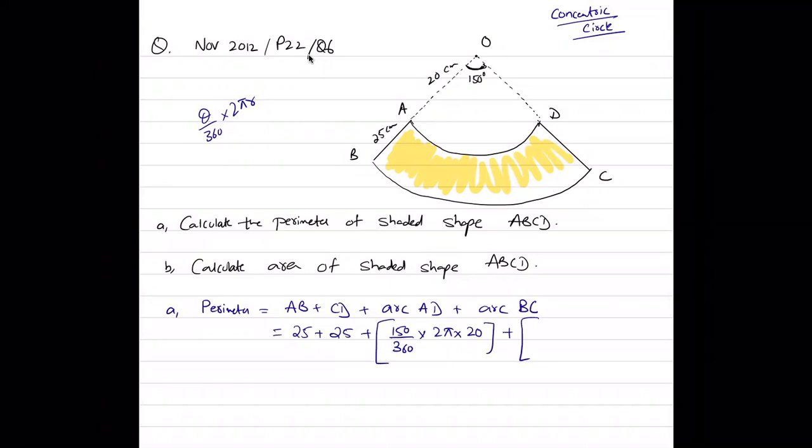How do I find the arc of BC? Arc BC. What is the radius now? From the center, what is the radius to this point? The angle is going to be the same, 150 upon 360 times 2 pi. The radius this time is going to be from O to B. 45. 45. Good. So you can use your calculator to simplify this.